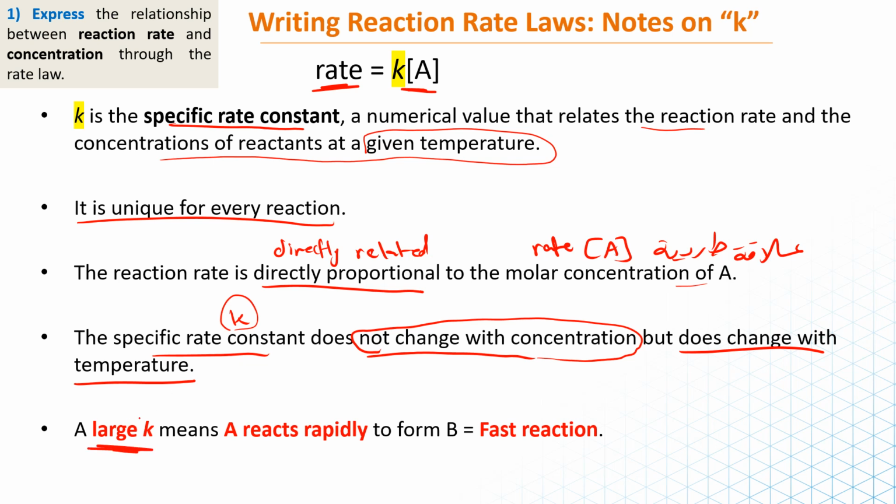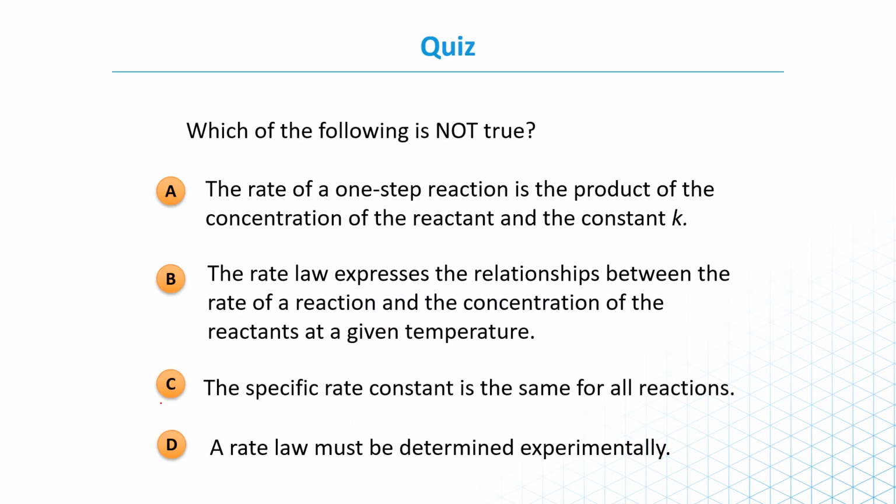So a large K means A reacts rapidly, fast. That means a fast reaction or a high rate. يعني قيمة الـ K تقول لنا سرعة التفاعل. كل ما كانت قيمتها عالية كل ما كان التفاعل أسرع. والعكس صحيح. So a higher value of K means a faster reaction or a higher rate. Okay? So try to answer this question and then come back to the video.